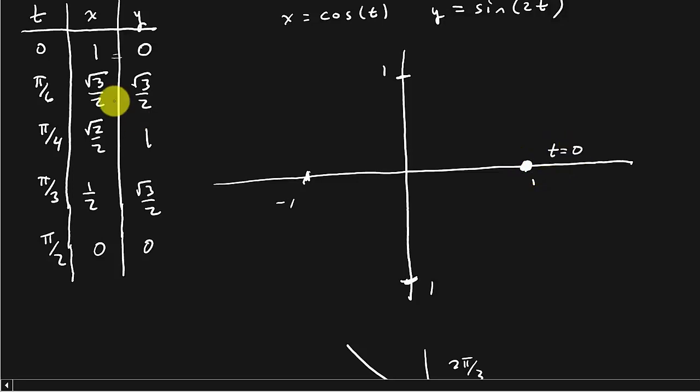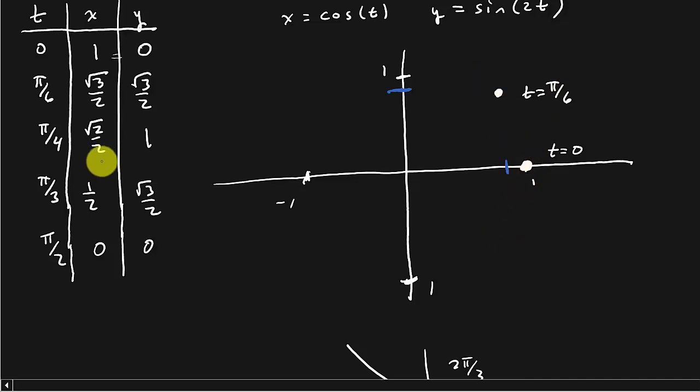And then I've got the point square root of 3 over 2, square root of 3 over 2. Well, where's square root of 3 over 2? And I'm gonna make that with a blue mark. That's gonna be about right in there and about right in there. You see that? So that's gonna be this point right here. So this is gonna be for t equals pi over 6. So we can see that we're moving along this way. All right, we're moving along this way.